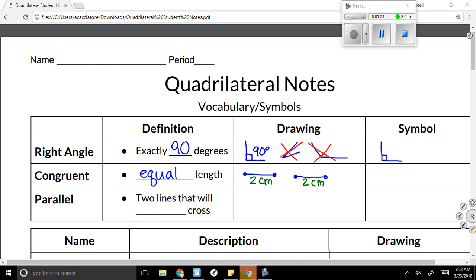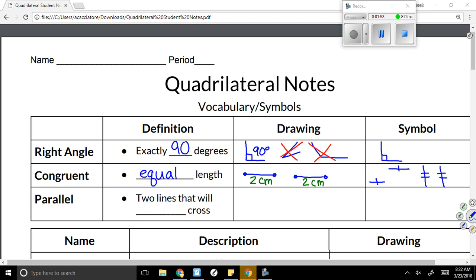A symbol that we use to show that two lines are congruent are little tally marks. So for example, if I want to say that those two lines that I just drew are congruent, I'm going to put a little mark in the middle of both of them. And if they have the same number of marks, then that means that they're congruent. So these other lines that I'm drawing, if I want to show that they are congruent, I could use 2 tally marks. And that means that they are congruent to each other, but not the same as the ones with just 1 tally.